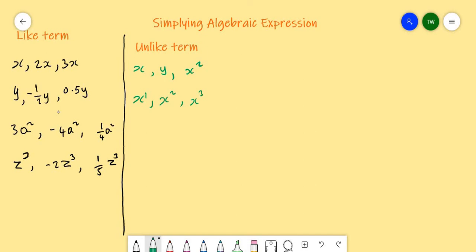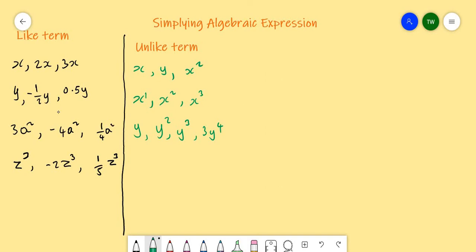Alright? So if you see something like this, which is y, then you have a term which is y squared. Then you have a term which is y to the third power. Then you have a term which is 3y to the fourth power. Then this is an example of unlike terms.